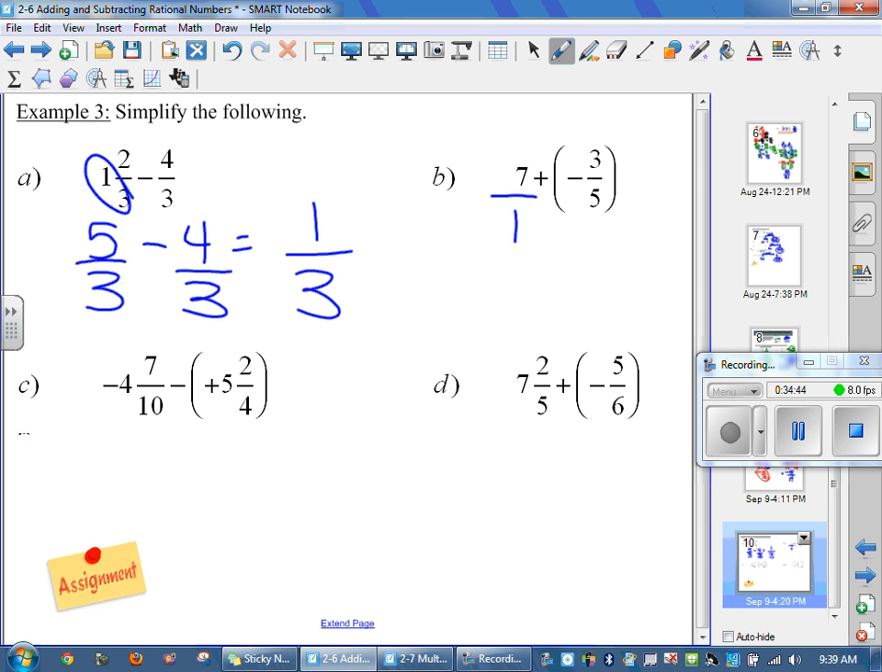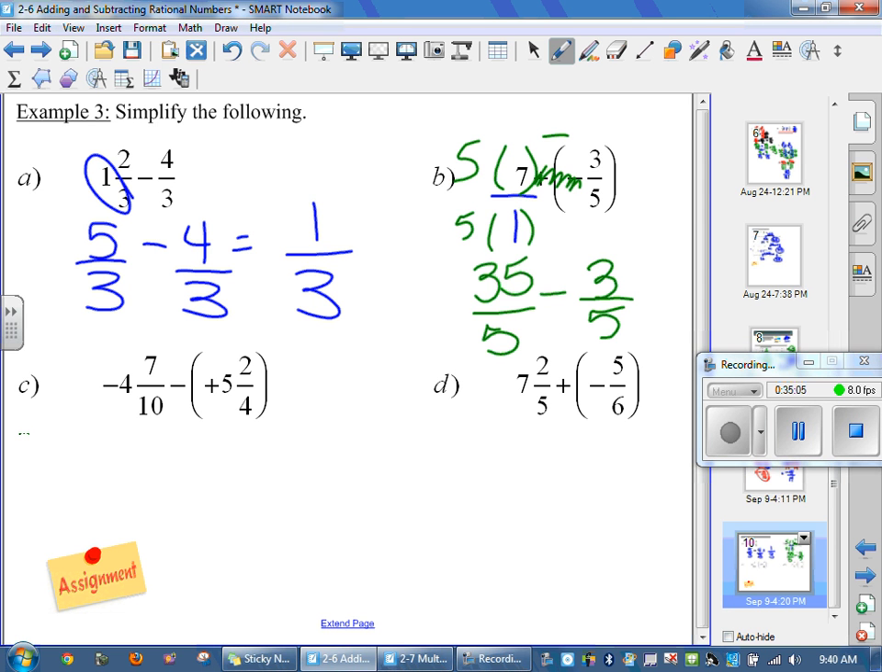So I'm going to get 35 over 5, subtracting 3 over 5. Again, subtracting because the two signs different, become a subtract. 35 subtracting 3 gives me 32 over 5, final answer. Check your work.